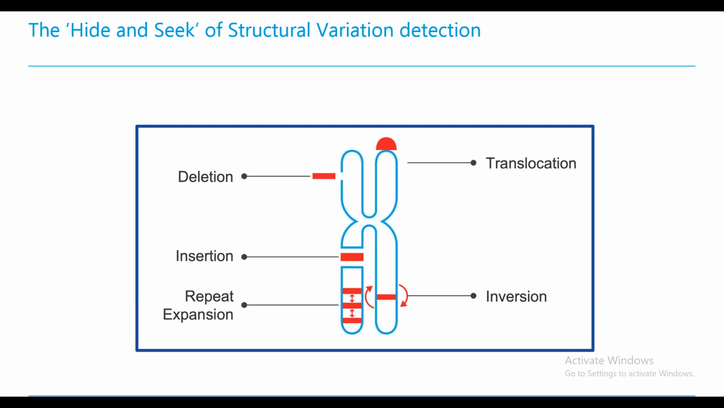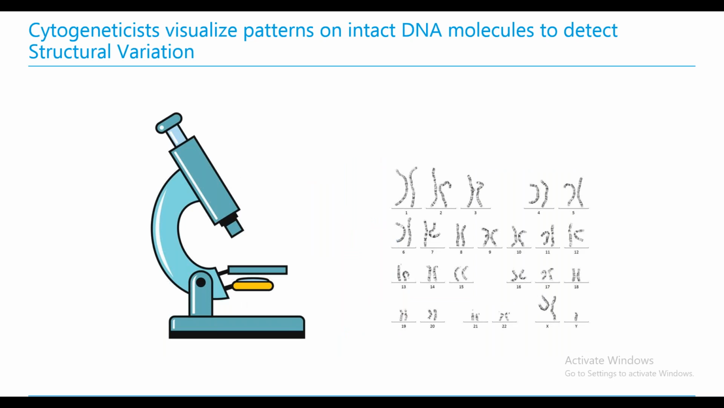And if you're into genomics technology, you know of long-read sequencing and mate pair sequencing and Hi-C and all these things, but really the standard of care in the clinic to look at structural variants is this. You crack cells open and you look at the chromosomes with a microscope. And what you're really doing is you visualize patterns on intact DNA molecules, and you look at changes in these patterns to identify structural variants.